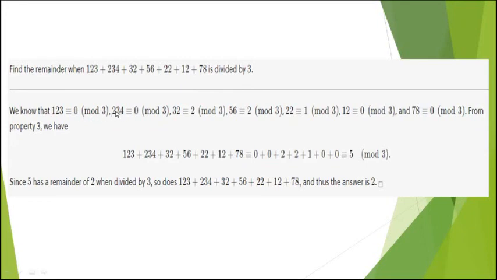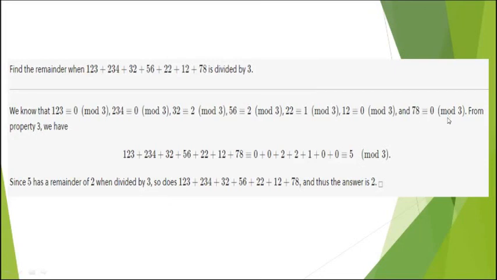234. 2 plus 3 is 5 plus 4 is 9 divided by 3. No remainder. Mod 3. 32: 3 plus 2, the answer is 5. 5 minus 3, the remainder is 2. Mod 3. 56: 5 plus 6 is 11. 11 minus 9, the remainder is 2. Next, we have 22. We have 4 minus 3, the answer is 1. Mod 3. 12: 1 plus 2, that is 3 divided by 3, the answer is 1. No remainder. 78: 7 plus 8 is 15 divided by 3, 5, no remainder.